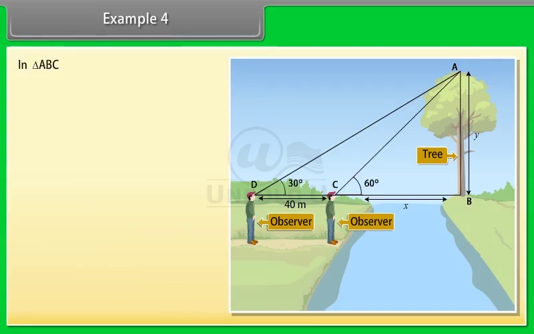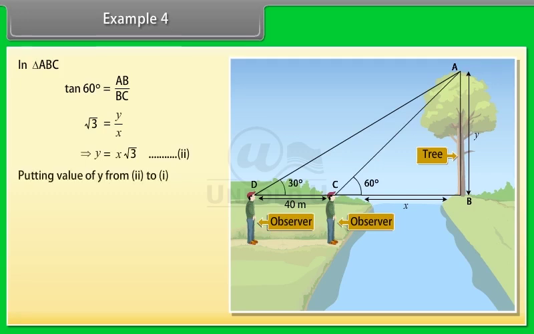In triangle ABC, tan 60 degree is equal to AB upon BC, that is square root of 3 equals y upon x, which implies y is equal to x into square root of 3. Equation 2. Putting the value of y from equation 2 into 1, we get x plus 40 is equal to x into square root of 3 whole into square root of 3, which equals 3x.